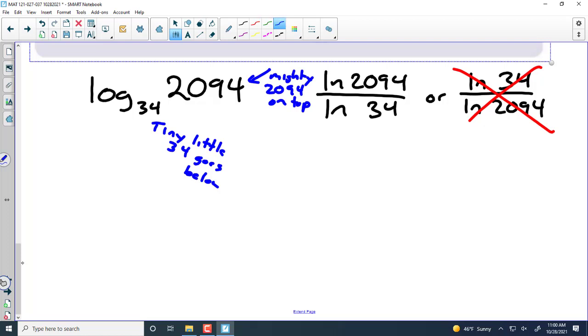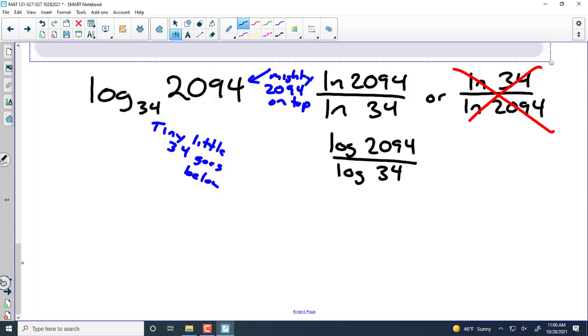This would also be just as good. There's absolutely no reason that you can't do this one also. You can either do ln or log. There is absolutely no difference between these two, and we'll learn later why there's no difference between the two.